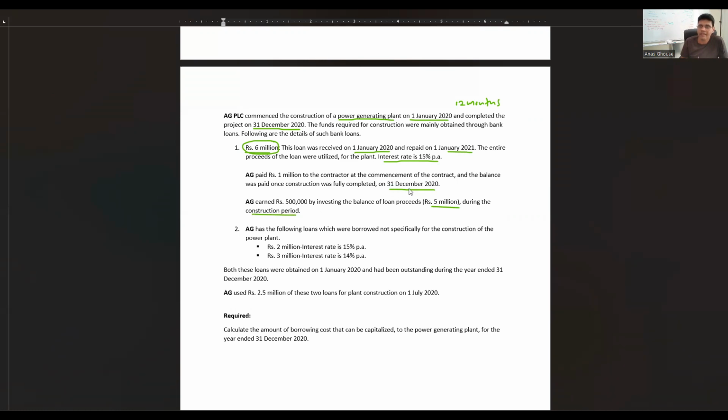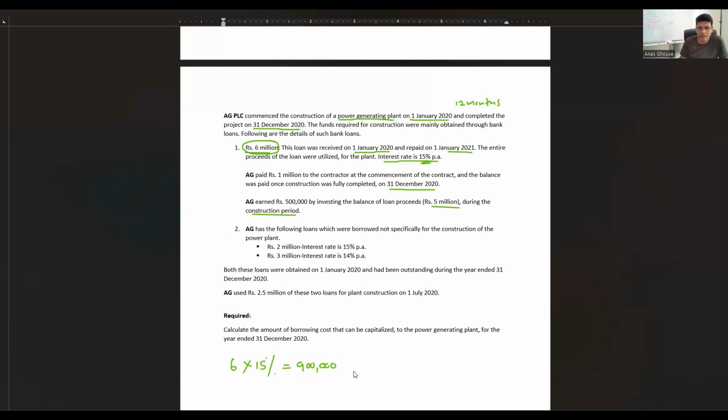Here the 6 million was obtained on 1st January 2020 and it was repaid on 1st January 2021. So therefore, this 6 million times what is the interest rate? 15%, for a 12 months period. So how much will that be? 6 million times 15% will be 900,000. This is 900,000 for this 12 months period.